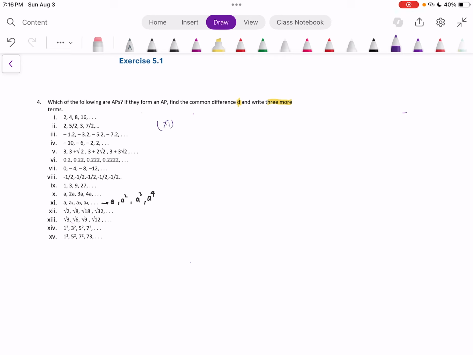So the 11th question: d is going to be a square minus a, which is a times a minus 1. Then d is going to be a cube minus a square. Let's take the a square out, a minus 1. You can see the difference is not going to be the same. Unless a is 0, then it's 0, 0, 0, 0, and you can say it's an AP. But for any other value, or even for 1, if you put 1, then it's always going to be 0, 0, 0.